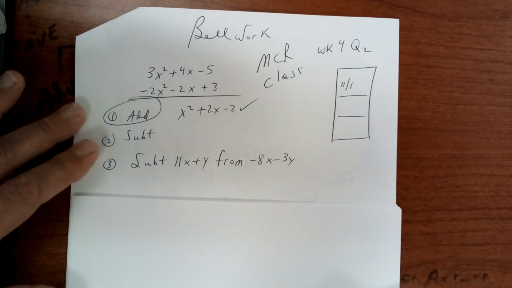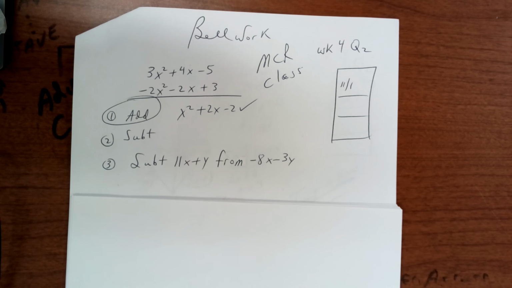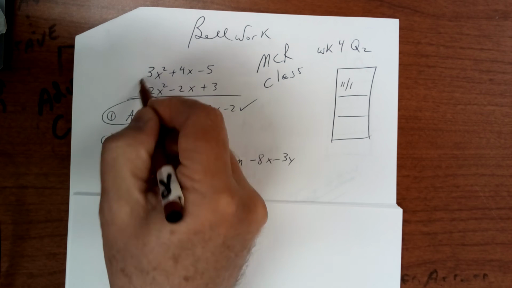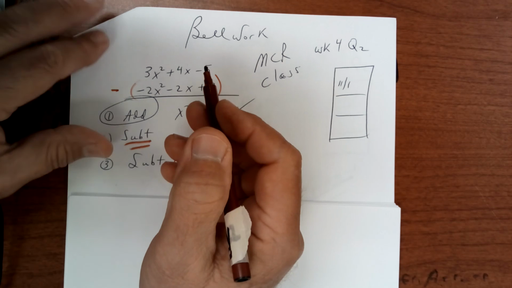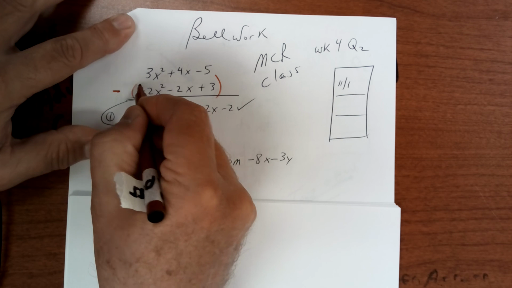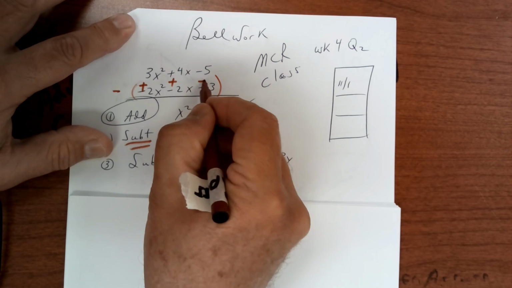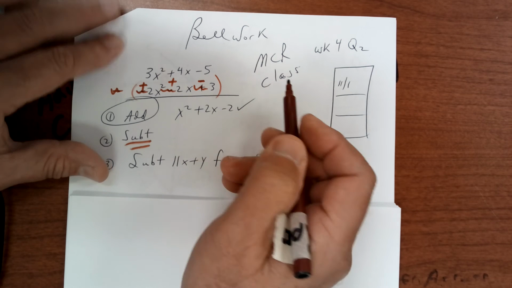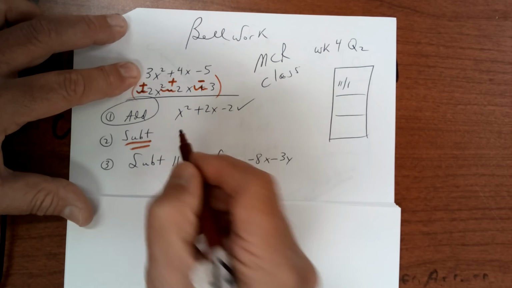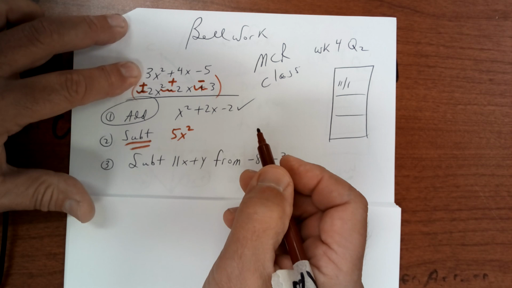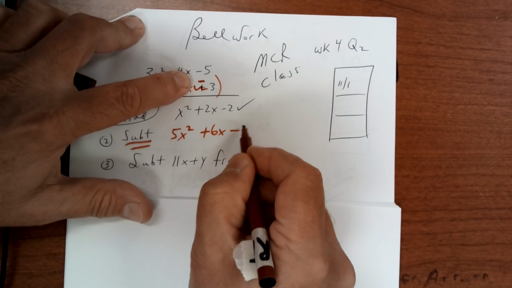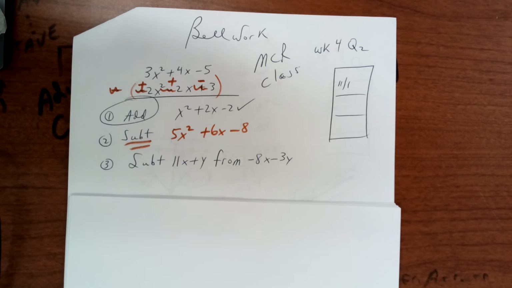Now, here's the tricky part about subtract. You see, some kids say, well, it's already a minus. Right, but it says subtract. So you have to put a negative here, and then you got to go in here and change the signs. So this one changes to a plus, this one changes to a minus, and then you can scratch out these other signs. So when you do that, you get 5x squared. Okay, this one right here is going to be plus 6x, and then this one is going to be a negative 8. And that's how you subtract. So if they say subtract, you have to distribute a negative sign.